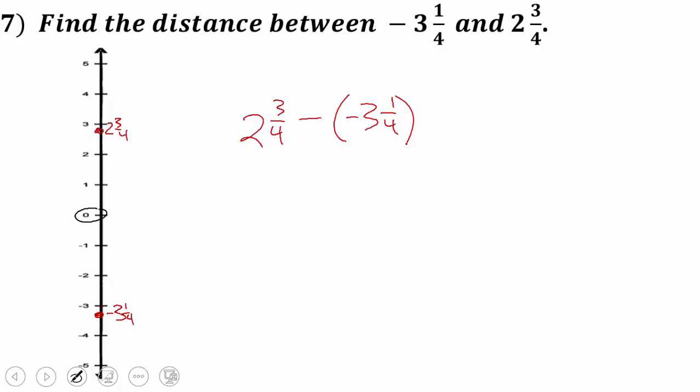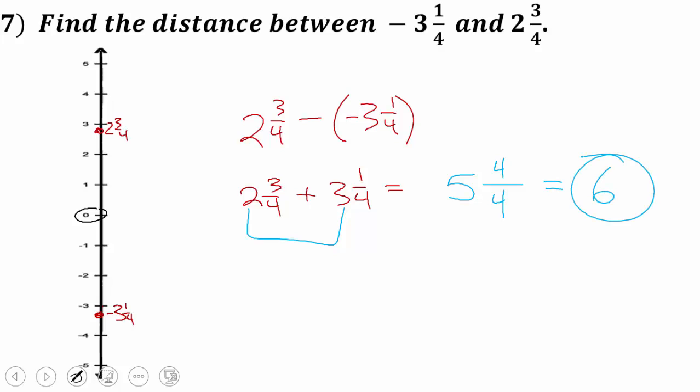Well, some of you might recognize, hey, I can skip instantly to my integer rules in this particular case. And I can say 2 and 3/4, adding the opposite, is plus 3 and 1/4. Now I know that the denominators are the same, so I'm just going to add these numbers. A whole 2 and a whole 3. If I go 2 plus 3, I get 5. And 3/4 plus 1/4 is 4/4. And 4/4 is 1, so my final distance between the numbers is 6.